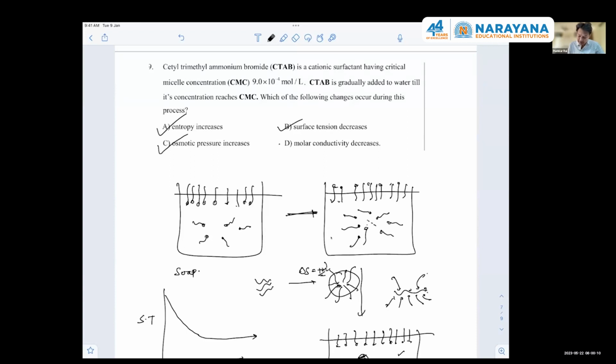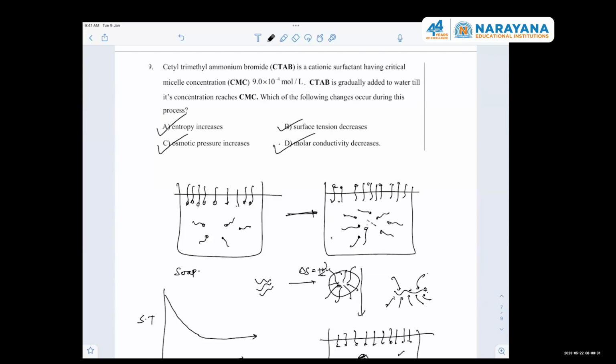And what about micellization? After micellization, molar conductivity should definitely decrease even further, because in micellization you are adding a lot of things, but everything is forming micelles. So molar conductivity will definitely decrease. All right, so all 4 options are correct.